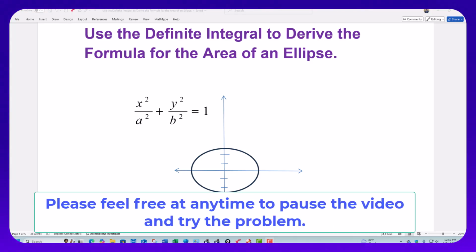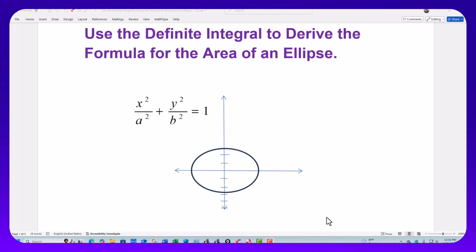In this video, we want to use the definite integral to derive the formula for the area of an ellipse. Now here we're looking at the form where the major axis is horizontal and it's on the x-axis, center at 0, 0. But the formula will apply to any ellipse as long as you know the value of a and the value of b for that particular equation.